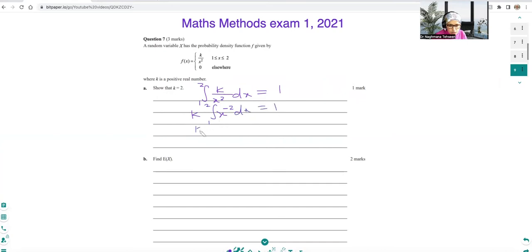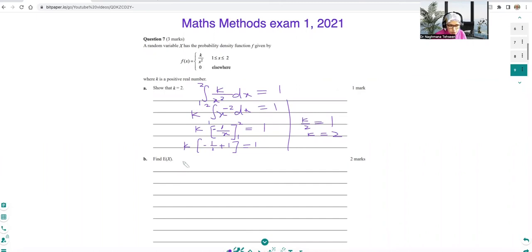So that gives me k times (-1 over x), from 1 to 2, is equal to 1. And then we just do k times (-1 over 2 plus 1) equal to 1. So that gives you 1/2, so k over 2 is equal to 1. That means k is equal to 2. So we just proved that. It's easy.